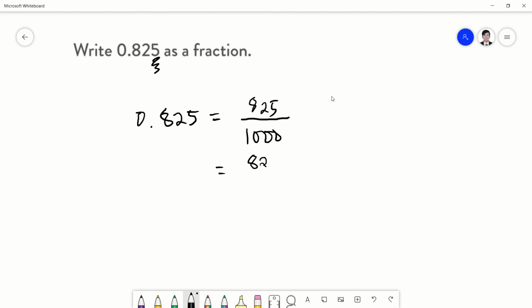825 and 1,000 are both divisible by 25. So 825 divided by 25 is 33, and 1,000 divided by 25 is 40. And this is our final answer, 33/40.